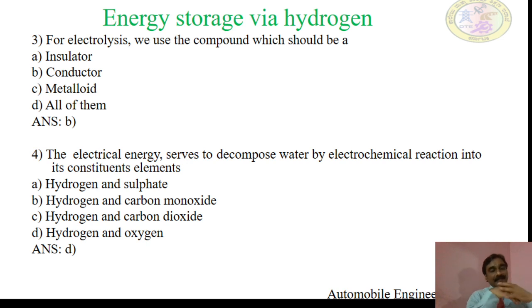When you supply the electricity, what happens in the electrolysis? It forms hydrogen and oxygen. The hydrogen bubbles will be formed and oxygen bubbles will be formed. Hydrogen can be collected in the gaseous form or liquid form.